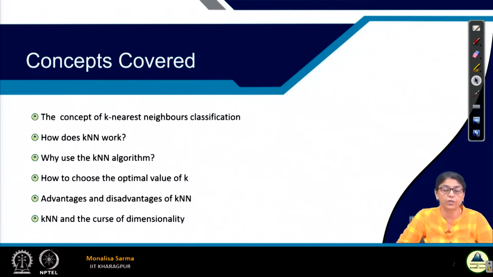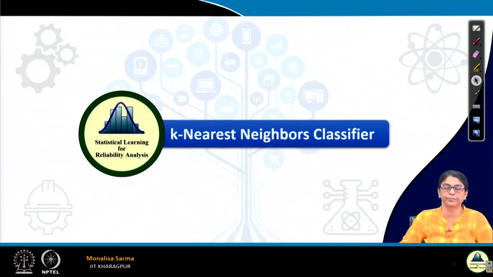How does this work? How does this KNN work? And why do we need to use the KNN algorithm? How to choose the optimal value of k? What are the advantages? What are the disadvantages of this KNN? And does KNN have the curse of dimensionality problem? We will be discussing these things in this lecture.